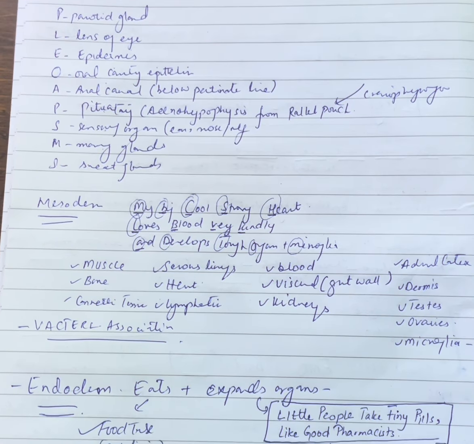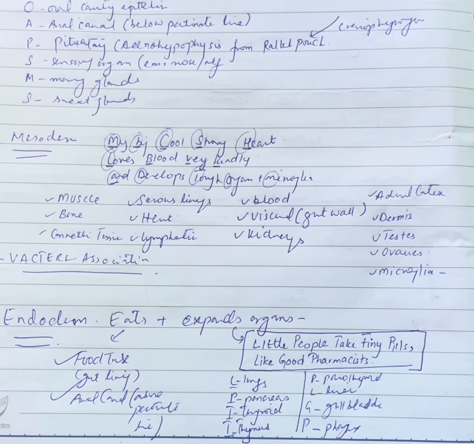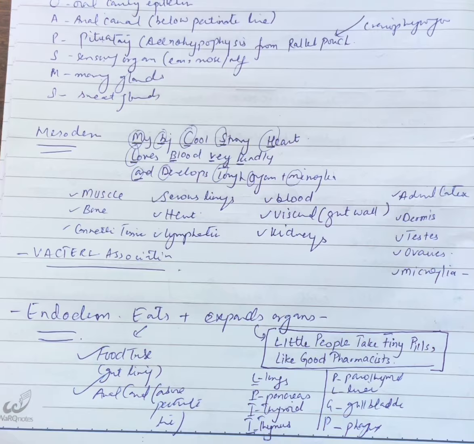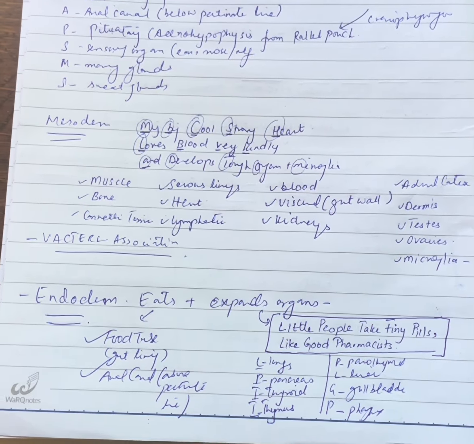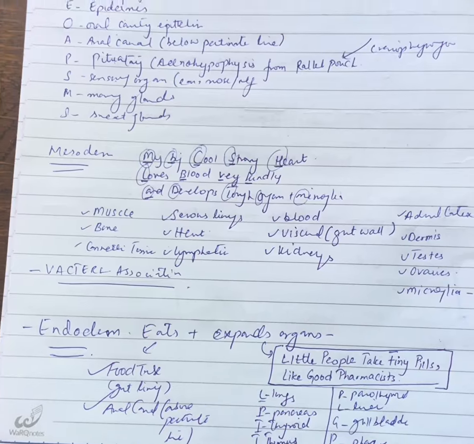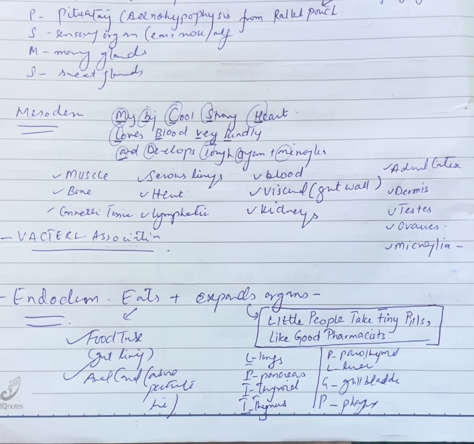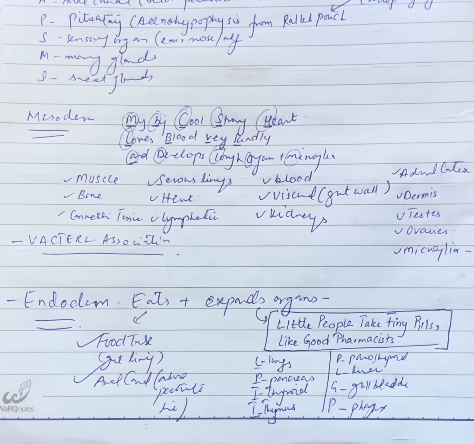Then we talk about the endoderm. The endoderm can be remembered by the phrase eats and expands organs. It gives rise to the gut lining and the anal canal that is present above the pectinate line, and the organs. The mnemonic is: little people take tiny pills like good pharmacist.